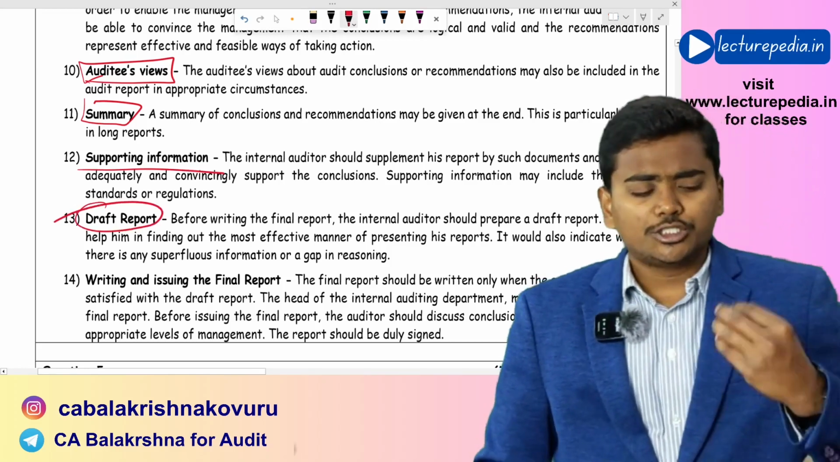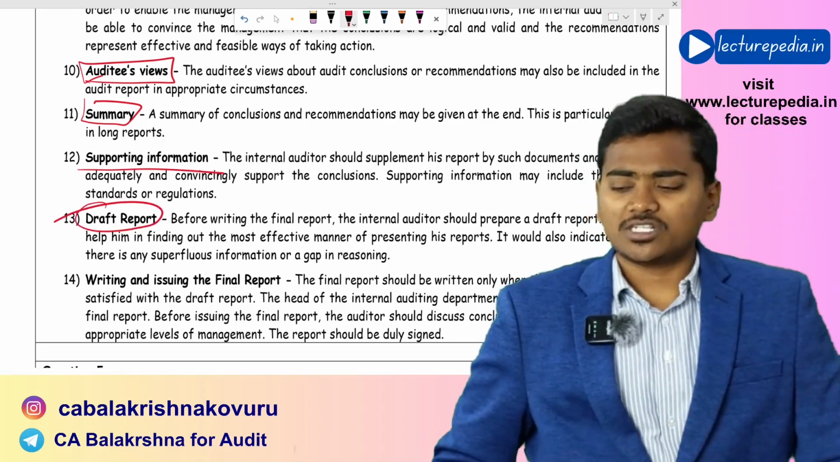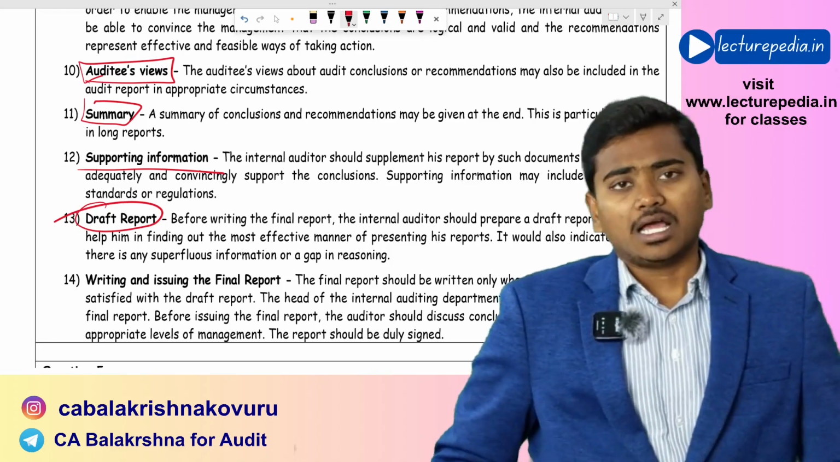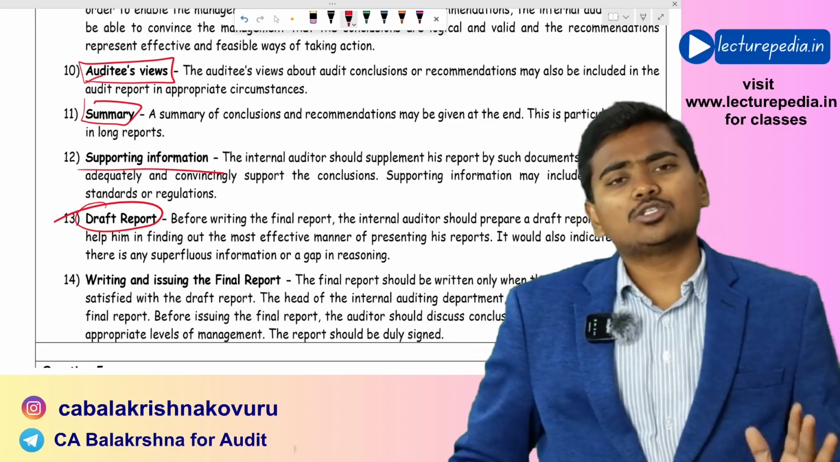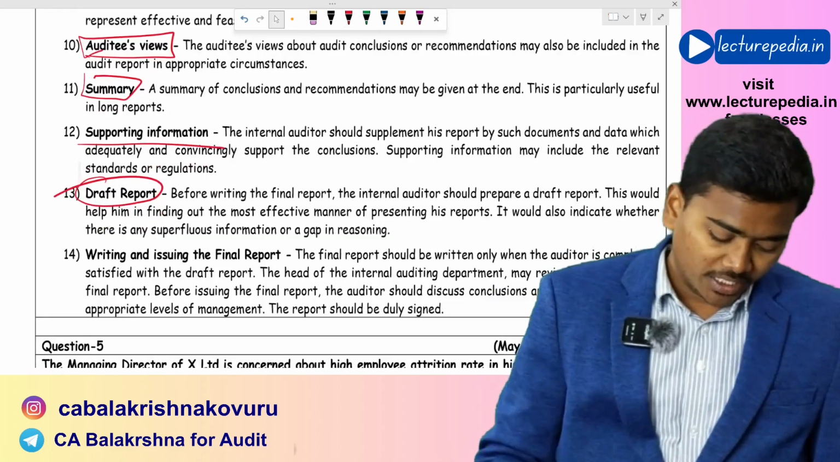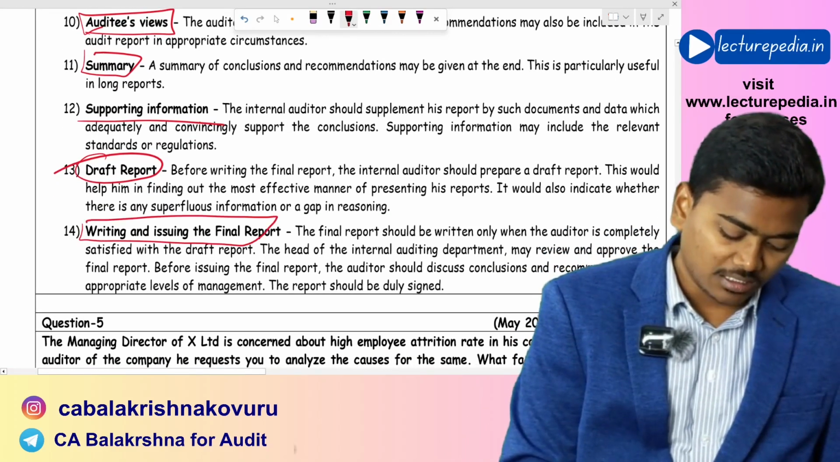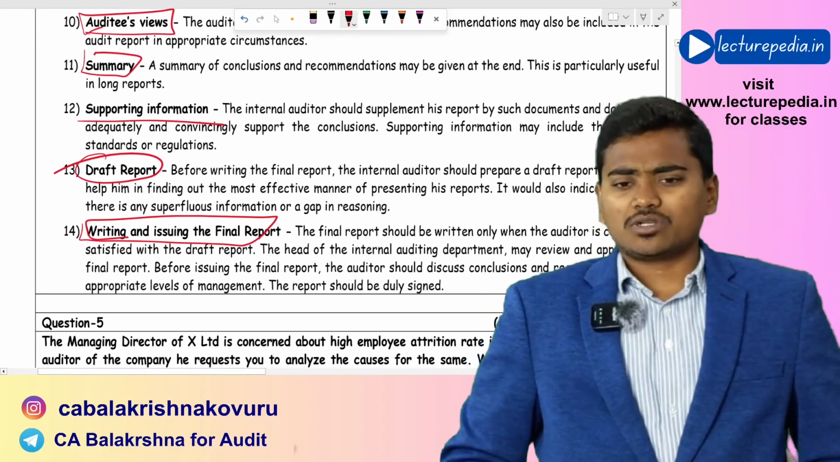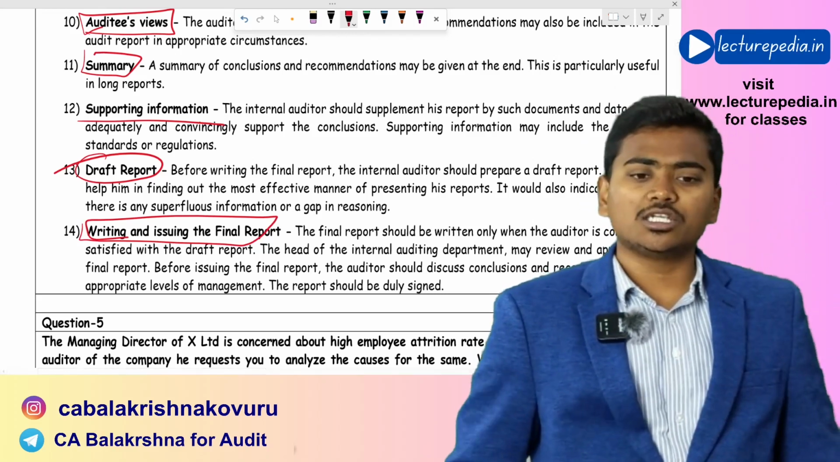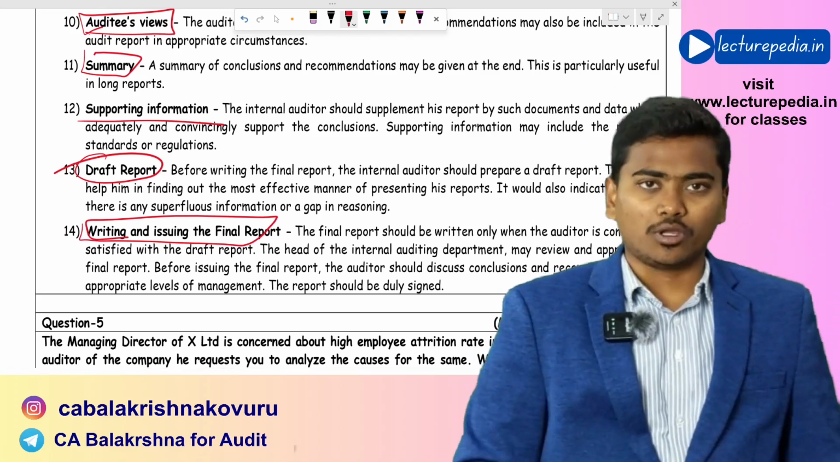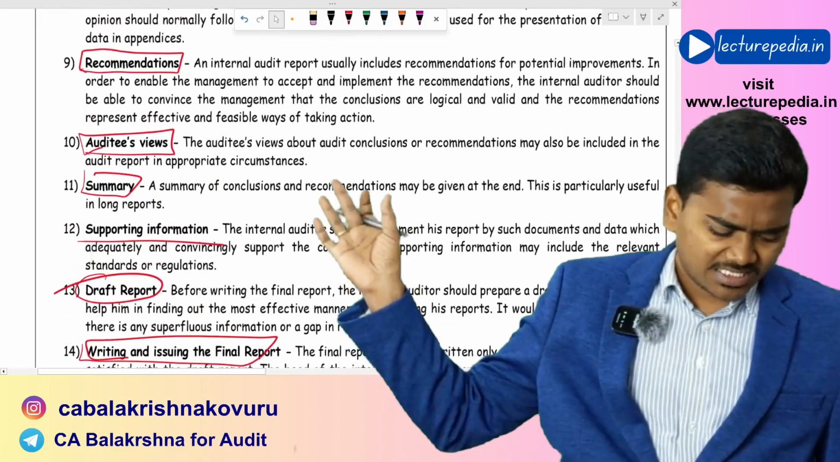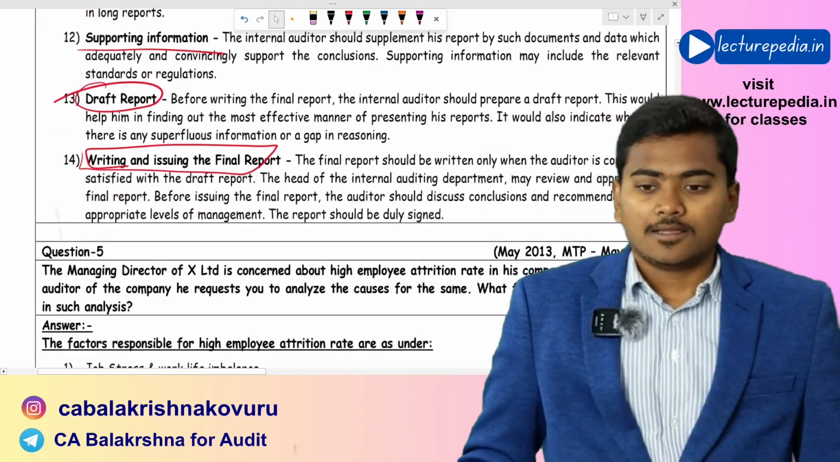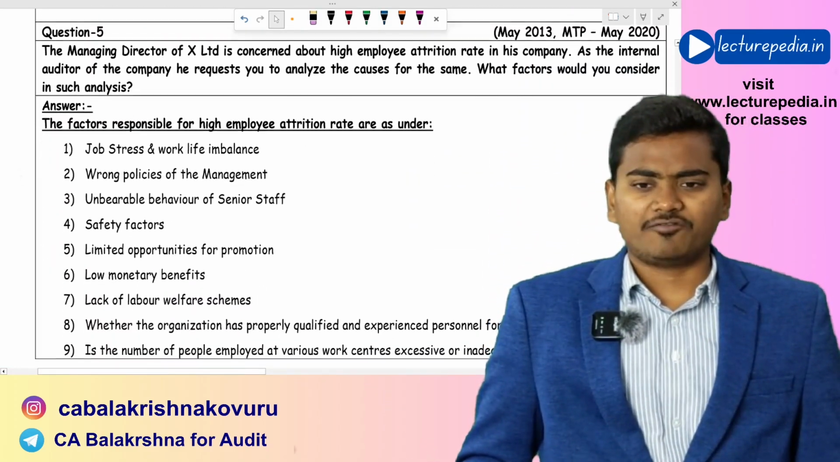And while issuing the final report, you have to first of all prepare a draft report, and you need to properly verify it, and once you are satisfied with it, only then you need to write and issue the final report. And if this question is asked in the examination, it is sufficient if you write 8 to 10 points. Okay, you can write first 8 to 10 points. Next, question number 5.